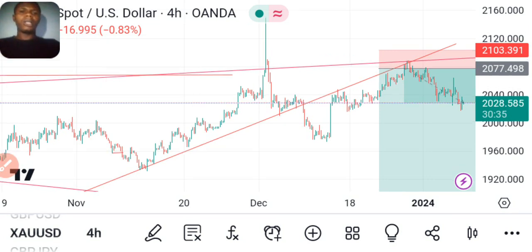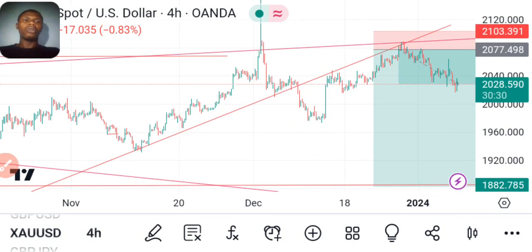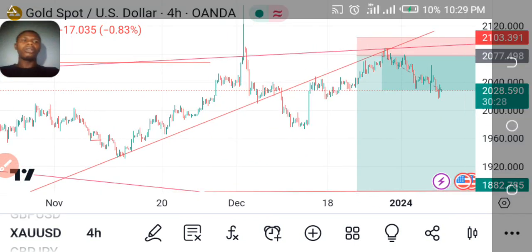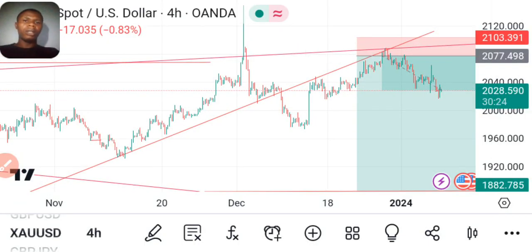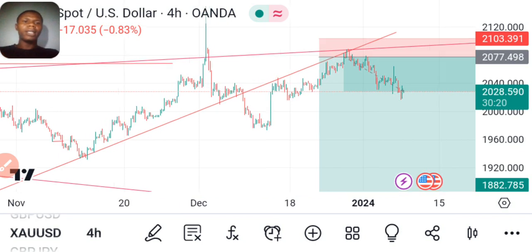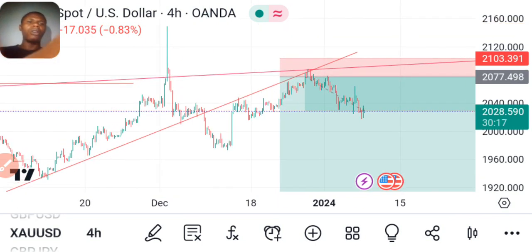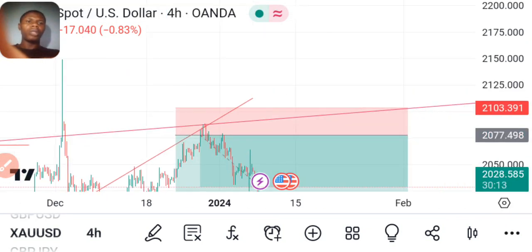Okay, as you can see here, this is actually a trade that I took on gold. So this is it here. As you can see, this was my entry. I'm going to be zooming right in so you can see where I entered the market. I will show you the entry trigger that I got.